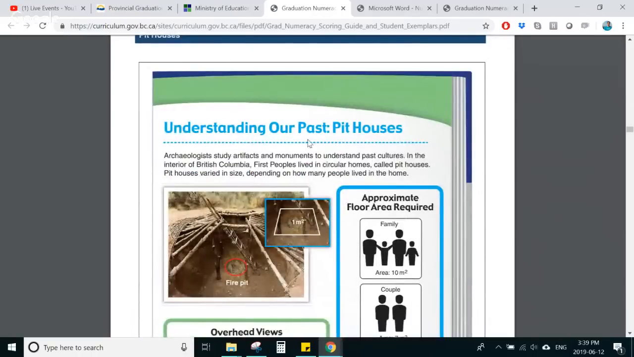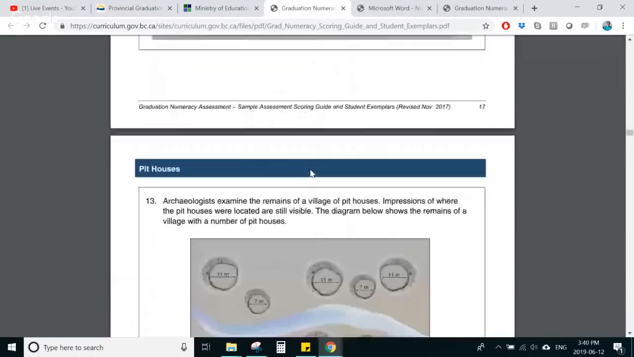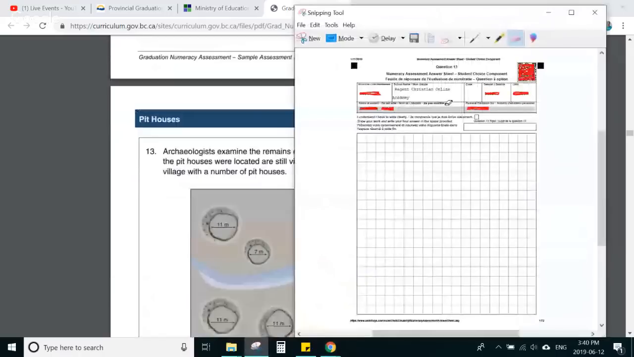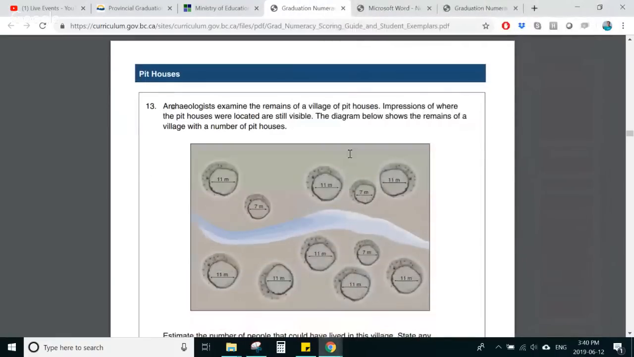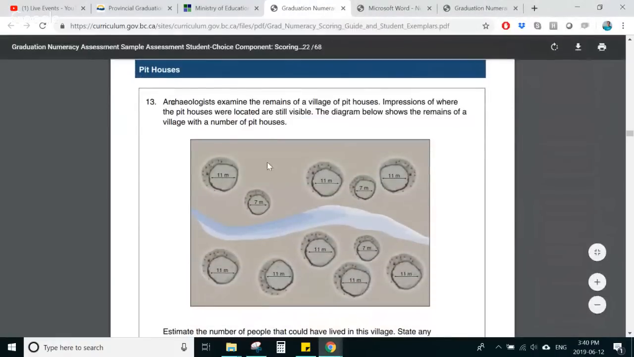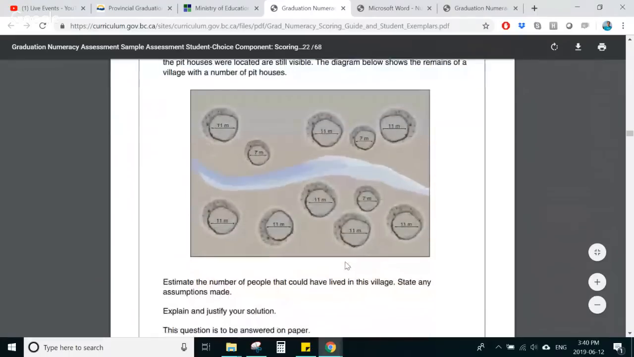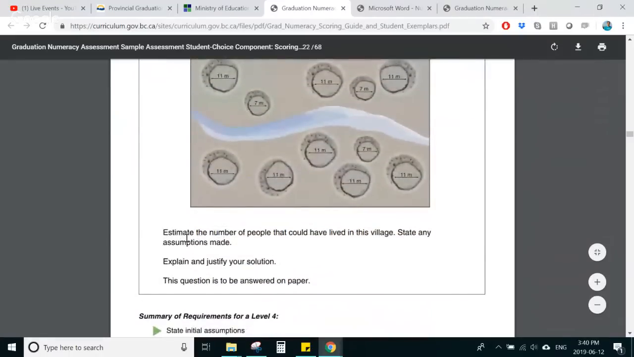This one's called Understanding Our Past: Pit Houses. Again, when you go to do this question, you need to write the question topic in that space. Don't forget to do that, which one you chose. In this case, it's pit houses. They give you a group of pit houses, and we're to estimate the number of people that could have lived in this village, state any assumptions, and explain and justify your solution.